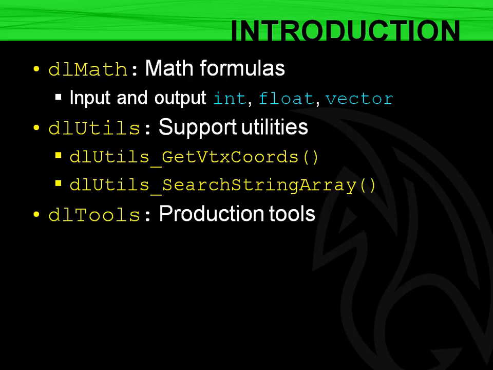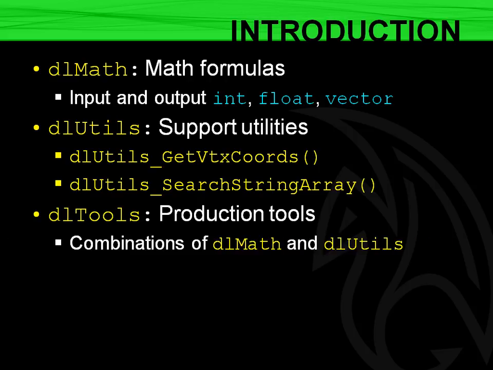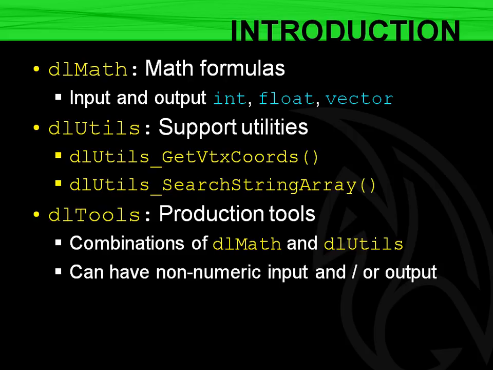And then finally here are production tools. So dltools will be all the tools that we're going to build essentially by combining scripts and procedures from dlmath and dlutils. We're going to build a tool for the user to be able to accomplish a certain task in production, and it's going to be a combination of one or more dlmath procedures and one or more dlutils procedures to create this final tool. Now it can have non-numeric input and/or output, i.e. strings, any sort of input or output we want essentially.